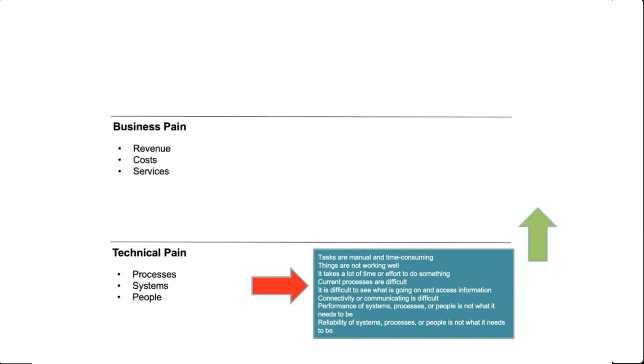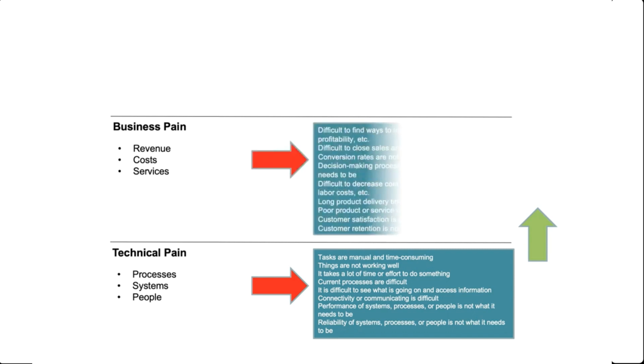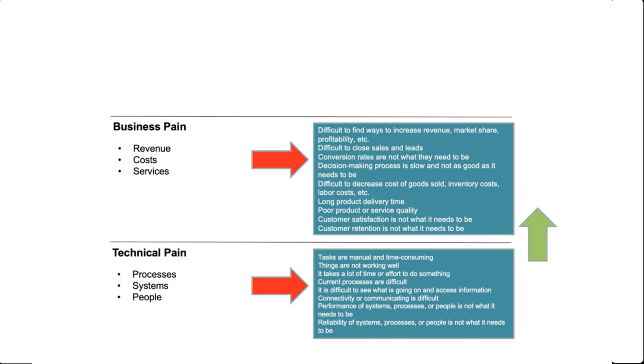And so when your prospect experiences some of the technical challenges, that can often work its way up and cause business pain in the area of revenue or costs or services. And so basically, if something's manual or time consuming, that's going to cost more money in terms of labor or downtime or whatever. And so you can have difficulty finding ways to increase revenue, costs are high, conversion rates are low, decision making is difficult.